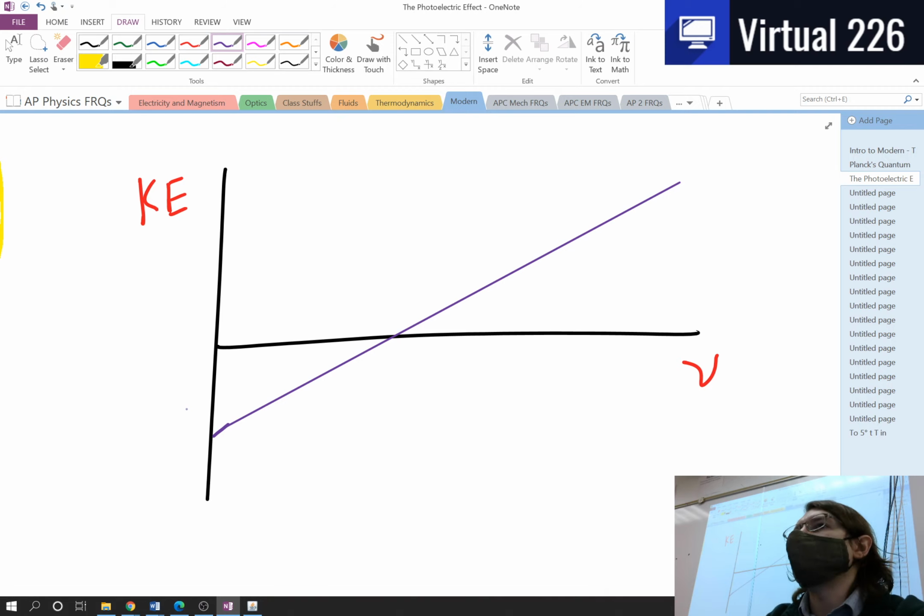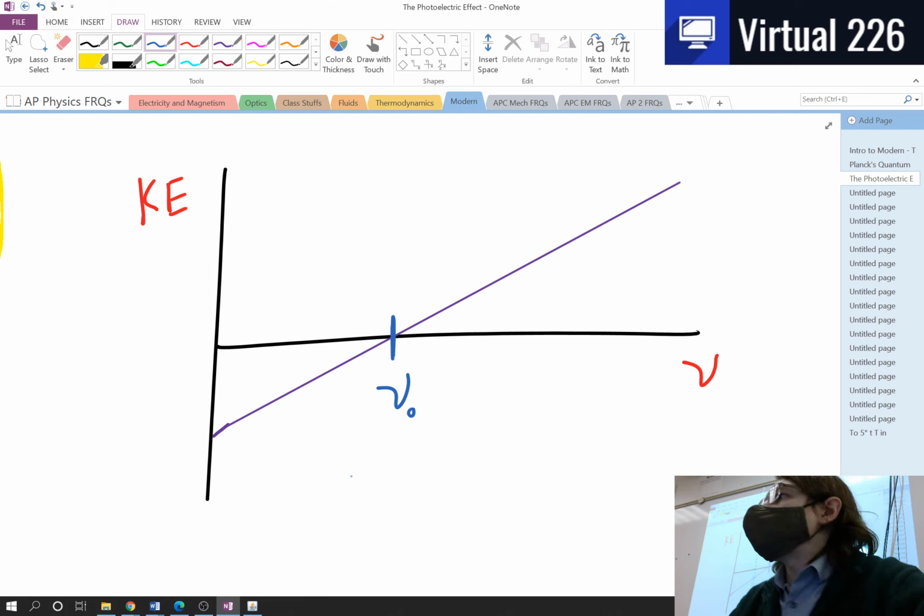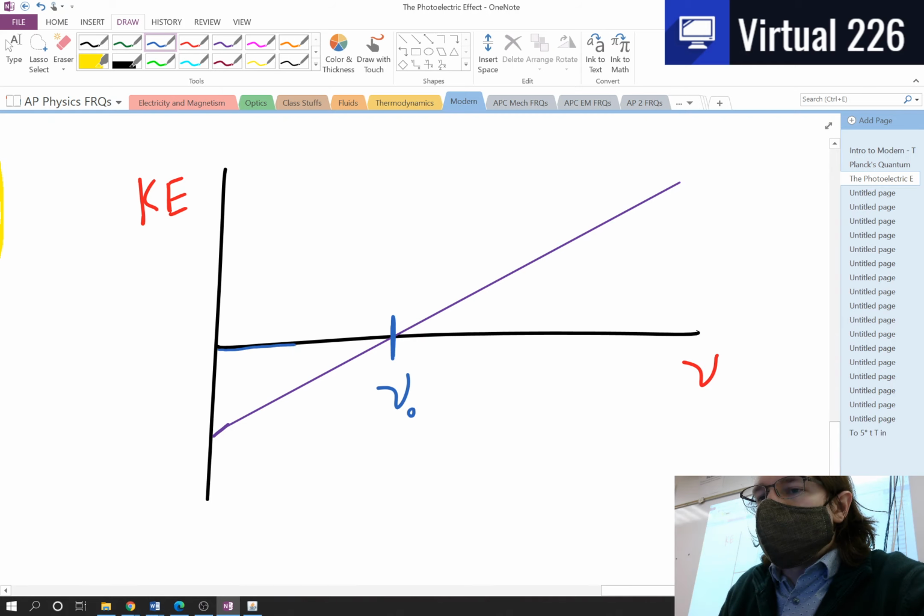This graph right here is very powerful. Graphing is a huge thing in the sciences, and with a simple graph like this, we can actually get a lot of information out of it. For instance, this point right here, this is the minimal frequency needed. It's the cutoff. It's the threshold frequency. In reality, the kinetic energy is going to be 0 up until that point, and then it's going to start going up.